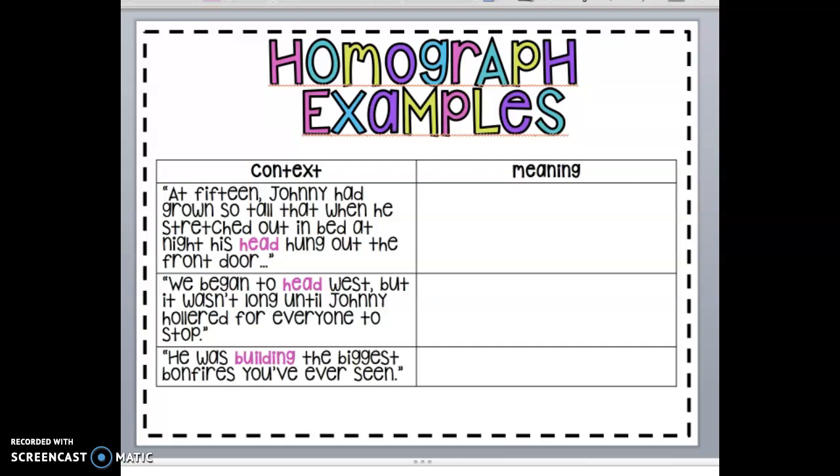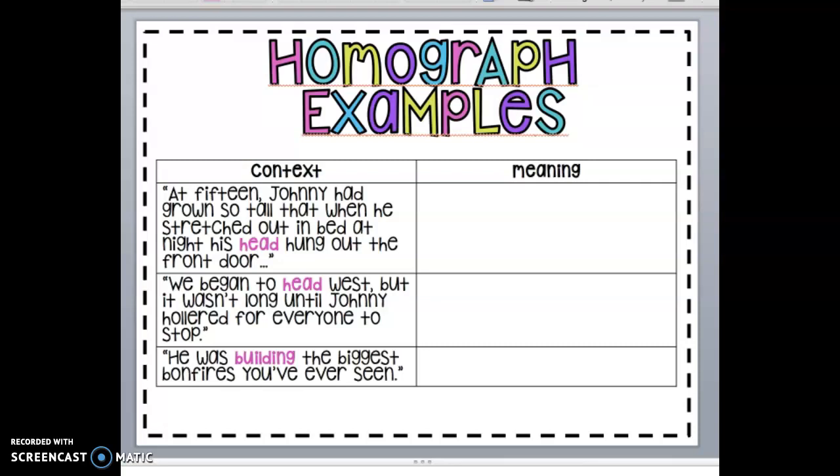Now, we know his head doesn't actually hang out the front door. That's an example of a hyperbole. But the author is telling you that his head hung out the front door. What would the meaning of the word head be in that sentence? Hit the pause button now to think. Think about the context that surrounds the word. When you're ready, come back to the video so we can write the meaning in.